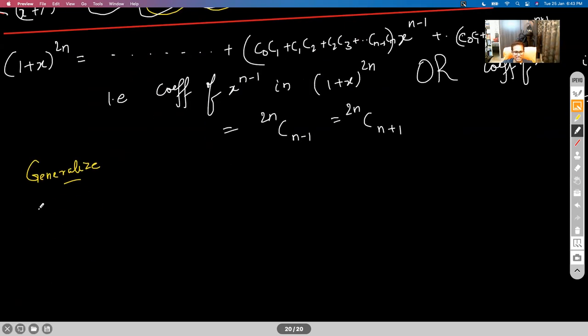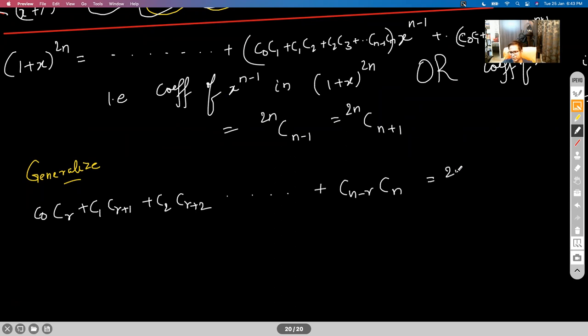So the generalization is: if you have C0 Cr, C1 Cr plus 1, C2 Cr plus 2, till Cn minus r Cn, this result is given to you as 2nCn minus r, or 2nCn plus r. Both are fine. Okay, so please remember this. This might be helpful to you in solving a complicated version of the same question.